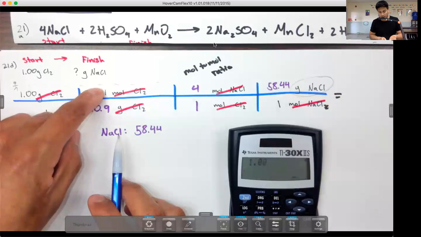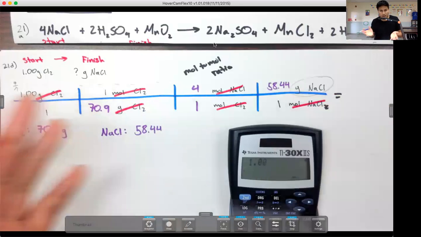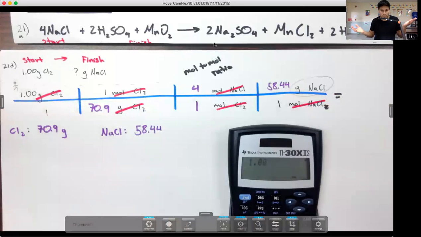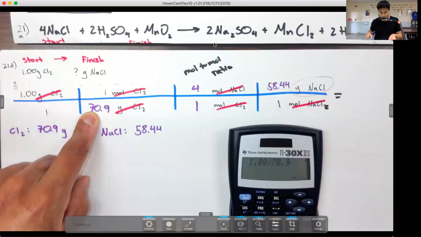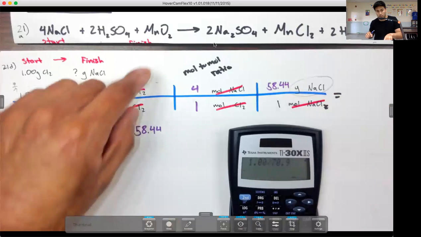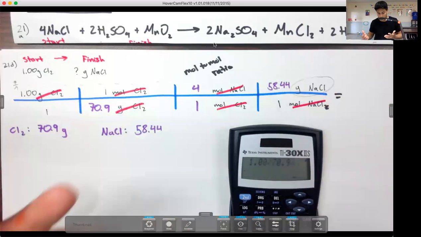But the numbers here, we have times 1, right? We don't have to do anything for that because anything times 1 is just going to be itself. But we are going to divide by 70.9. Okay, good. So we did this part now. Now we're in the next step of the bridge. What do we have to do now?